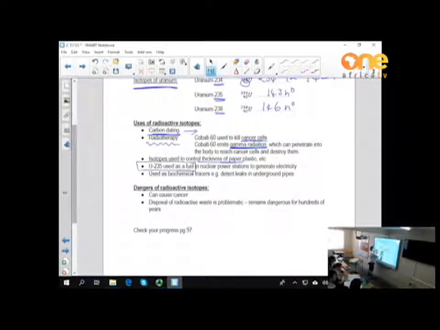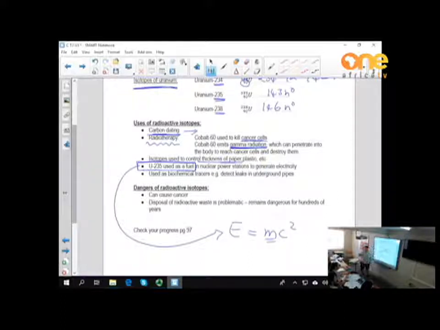Uranium-235 is the uranium that is used in nuclear power stations. It is the fuel. The uranium emits radiation. That energy is used to heat water. The water boils, it turns to steam. The steam drives a turbine, it generates electricity. I don't know the exact mass, but the energy is very, very large, because the energy from the radioactive isotope is calculated using E equals mc squared from Einstein's theory, okay? Now, m is the mass of the particle that is shot out.